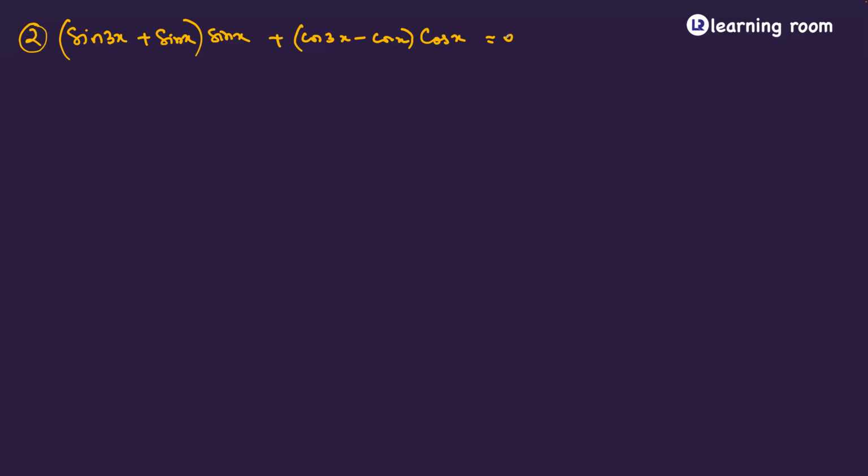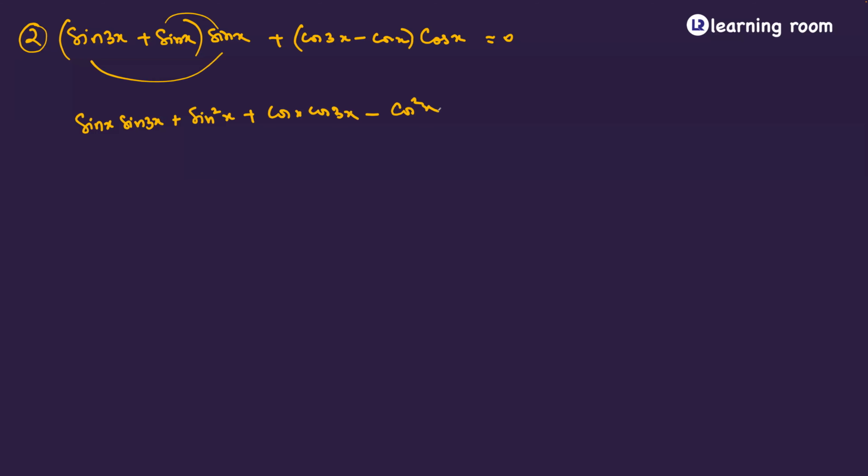So what is sine c plus sine d? Sine a plus sine b. Wait, that's not complicated, simple. Sine 3x into sine x. So sine x into sine 3x plus sine x into sine x is sine square x. Cos 3x into this is cos x into cos 3x, minus cos x into cos x is cos square x.